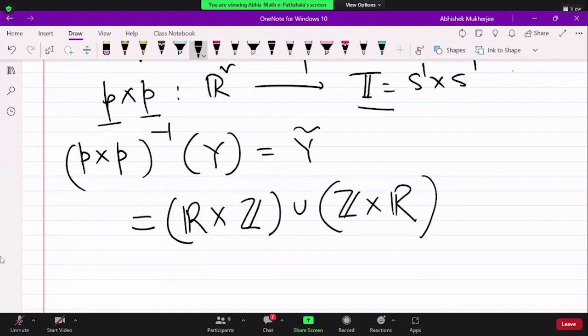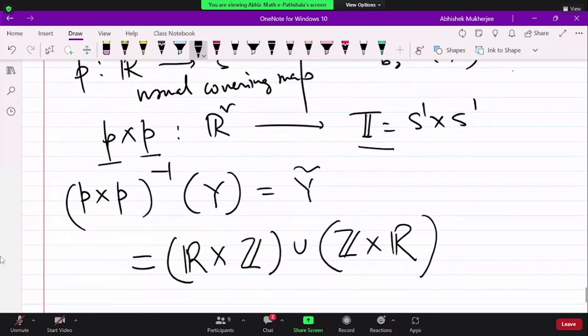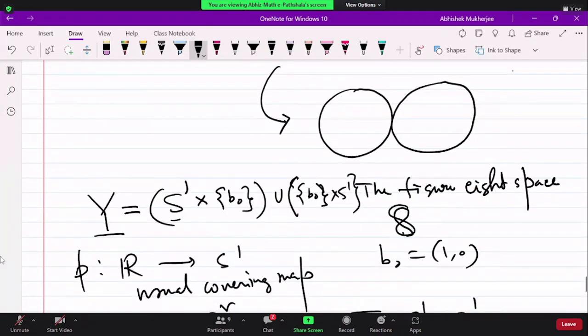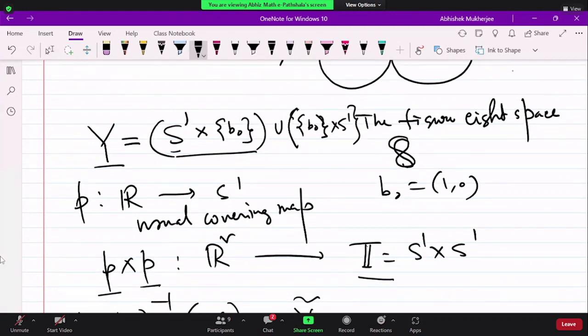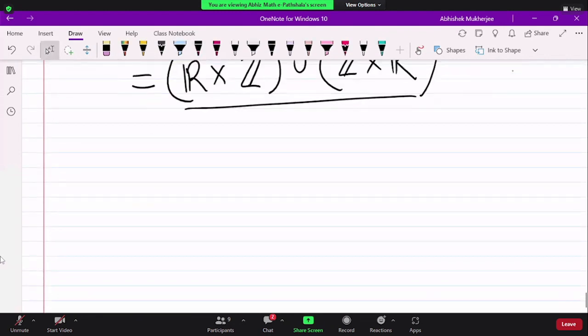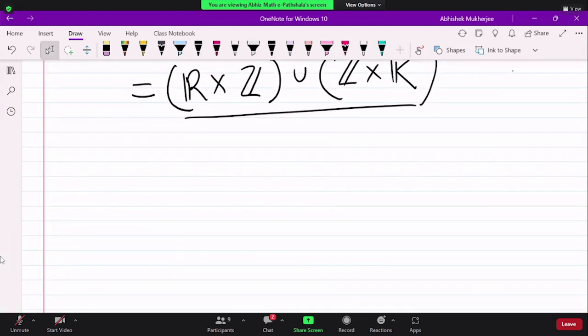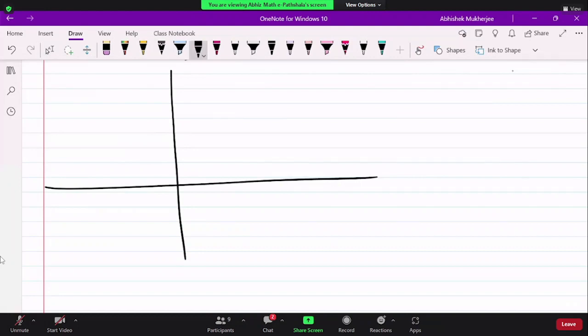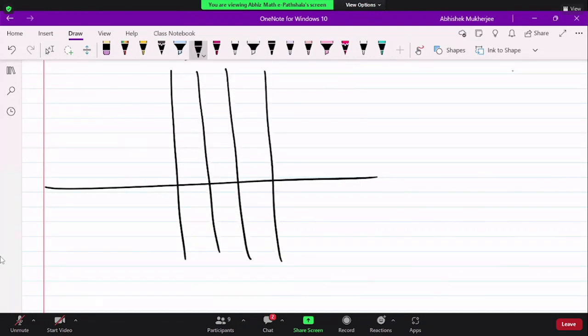So these two will give you that for this S1 you will get R, and for this B naught you will get Z. For this B naught you will get Z, and for this S1 you will get R, right? So that is why I am writing. So that means it is an infinite grid of lines in R2 comprising horizontal and vertical lines that are passing through the integers. Okay, so that means an infinite grid of lines.